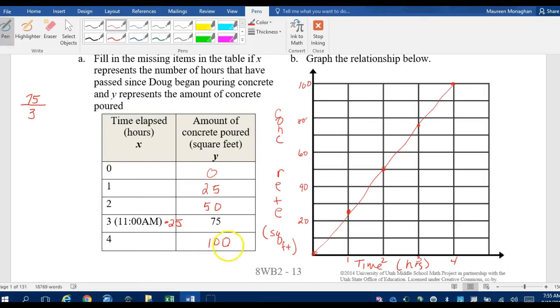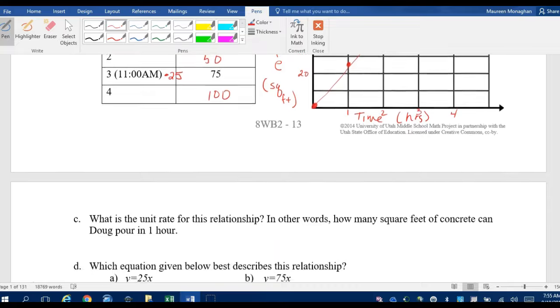How'd you do with finishing the table? And I don't know if I said the graph, but here's the graph of it. Notice we get to connect the lines because you can have a half an hour in here and that would make sense. But remember, if it's people, then you probably don't want to connect it. Now this ends up being a proportional relationship because it's a straight line and it goes through the origin. Those are two requirements to be a proportional relationship.